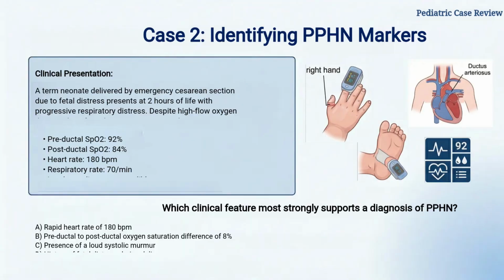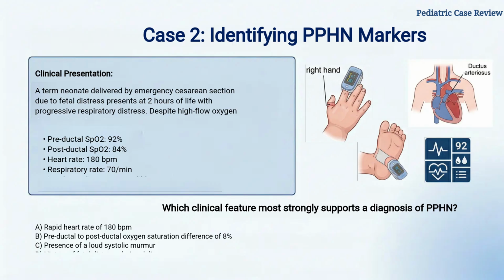Case 2. A term neonate delivered by emergency cesarean section due to fetal distress presents at 2 hours of life with progressive respiratory distress. Despite high-flow oxygen therapy, the infant shows concerning vital signs: preductal oxygen saturation of 92% and postductal saturation of 84%. Heart rate is 180 beats per minute and respiratory rate is 70 breaths per minute. A loud systolic murmur is audible. The infant shows poor response to conventional ventilation.